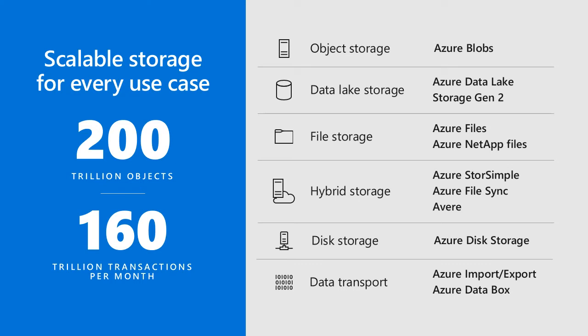Now, talking about storage. Once you have already picked what compute capability you'd like for your migration or for your innovation project, you now have to choose the storage, and there are several types of storage that you may use. So it can be object storage, data lake storage, file storage, disk storage, or even capabilities for you to transport data offline using either Azure Import Export or something called the Azure Data Box.